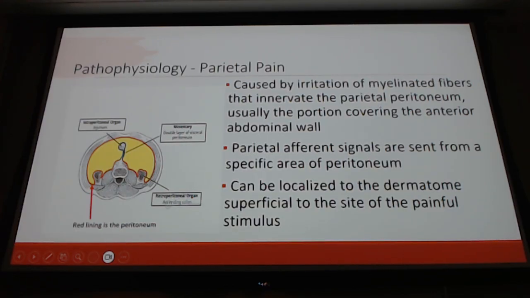So that peritoneum, the serous membrane lining of the abdominal cavity, once it gets irritated, the patient can localize their pain a lot better. You'll also be able to localize it a lot better when you palpate on the abdomen. Please make sure you're bending their knees. It's a lot more comfortable.